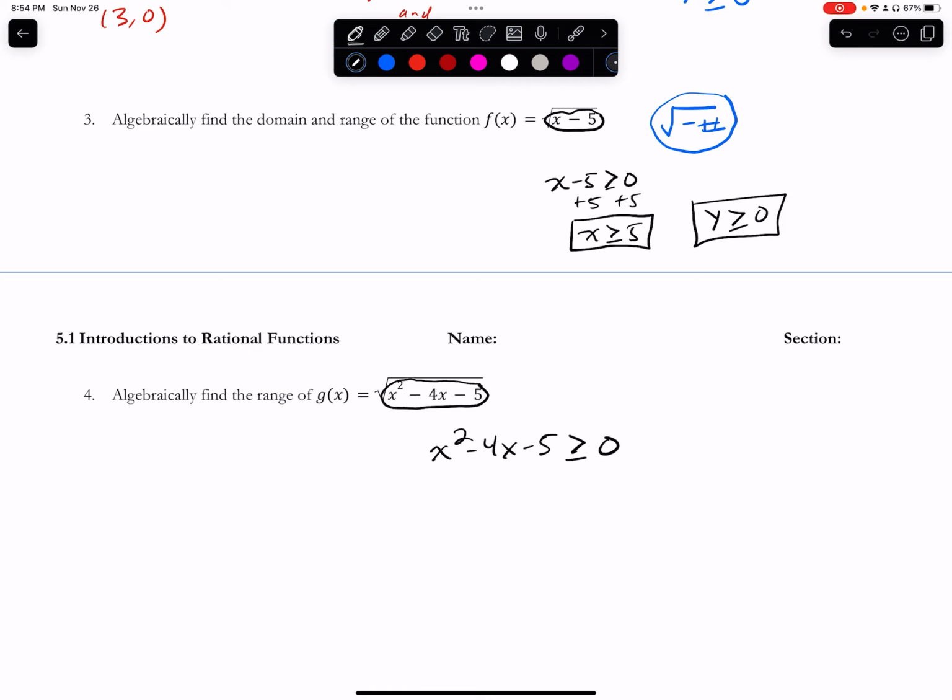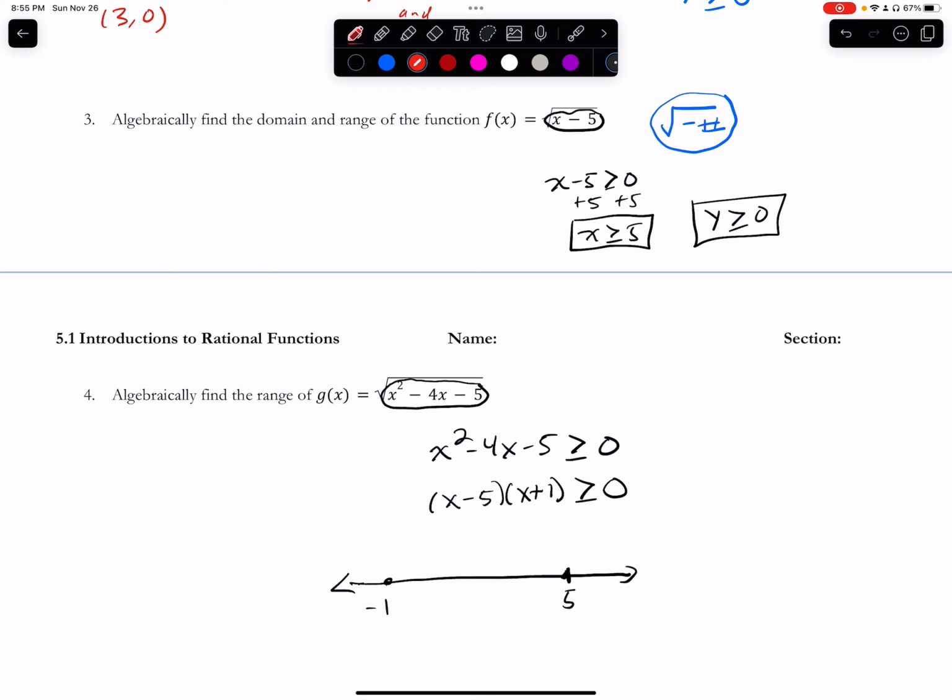So this is where our techniques come in. We can GCF, we can do dots. In this case, we've got x minus 5 and then x plus 1 greater than or equal to 0. Meaning that if we looked at a number line, we know that the number 5 is important because that's what makes this 0. And we also know that the number -1 is important because it's also equal to 0.